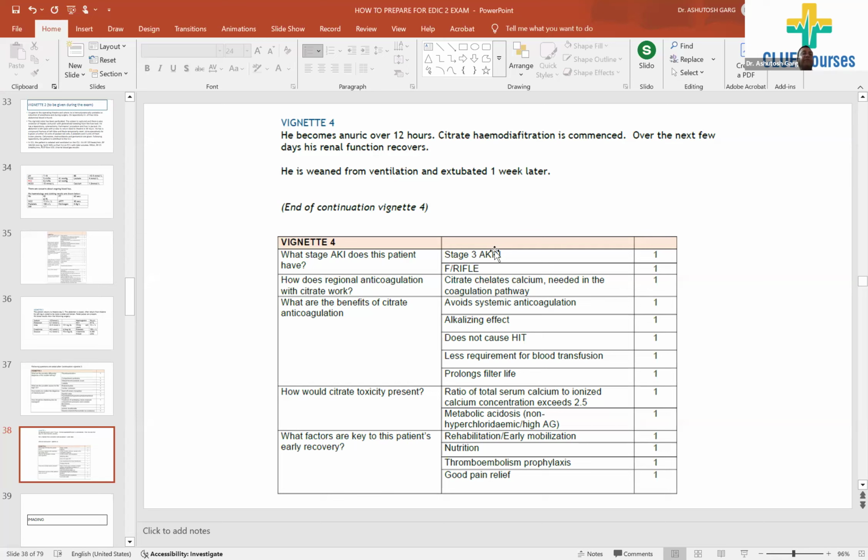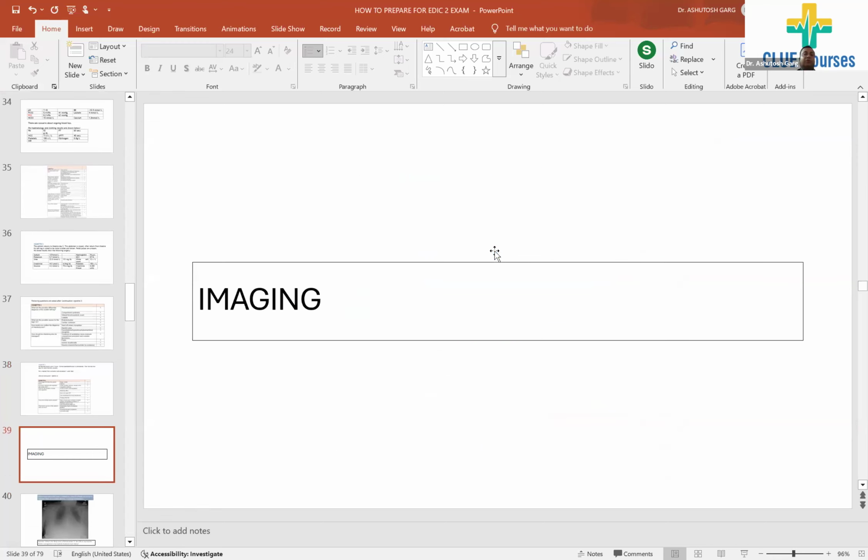In the AKI, they will ask everything. What are the classifications of the AKI? How does the regional anticoagulation work? What are the benefits of citrate anticoagulation? How would you manage the citrate toxicity? What factors are key in the early recovery? So these types of questions they will ask you from the vignette. So be ready for that.